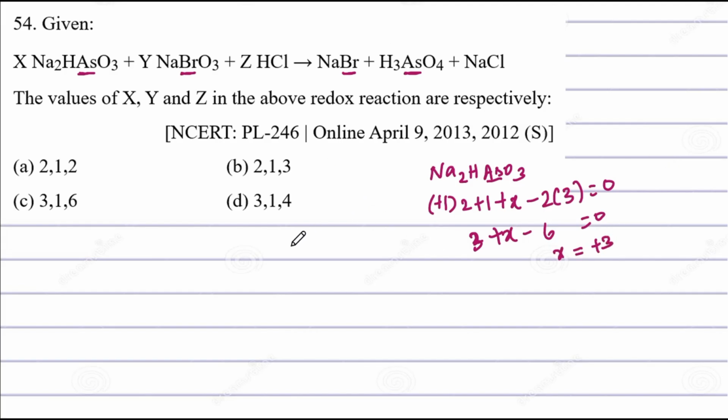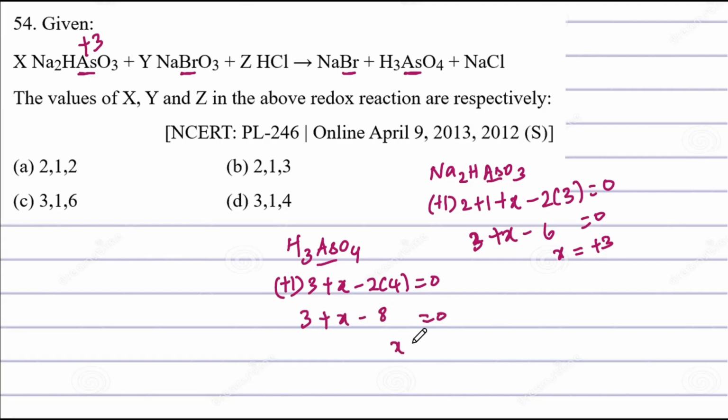Then the oxidation state of arsenic in H3AsO4. So in the reactant side it is +3. Now we are going to find it in the product. Plus 1 into 3 plus X minus 2 into 4 equal to 0. So 3 plus X minus 8 equal to 0. So the value of X is +5.